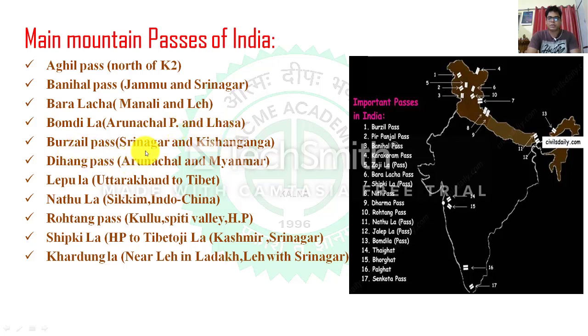Burzil Pass, between Srinagar and Kishanganga, and Diphu Pass in Arunachal and Myanmar. If you want to go from Arunachal Pradesh to Myanmar, this pass can be used as the Diphu Pass. And Lipulekh Pass, you can say between Uttarakhand and Tibet.